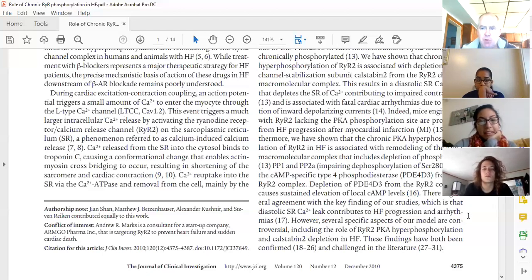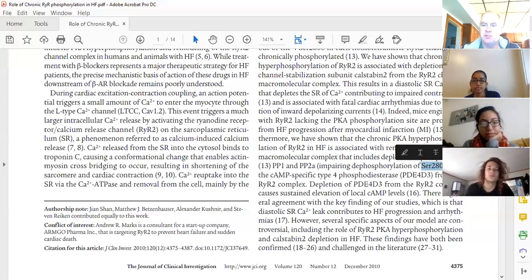However, several specific aspects of our model are controversial, including the role of ryanodine PKA hyperphosphorylation and calstabin depletion in HF. These findings have both been confirmed and challenged in the literature. Okay, so we're going to be watching phosphorylation of this particular serine and how that changes the makeup of this macromolecular complex.